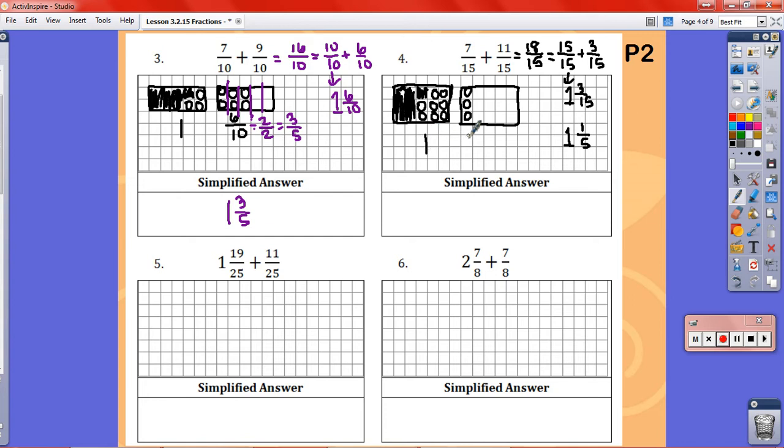1 and 3 out of 15, divide by 3 equals 3 divided by 3 is 1, and 15 divided by 3 is 5. And I can show that with lines like this. There's 1, 2, 3, 4, 5, and one of them is filled in. So my fully simplified answer is 1 and 1/5.